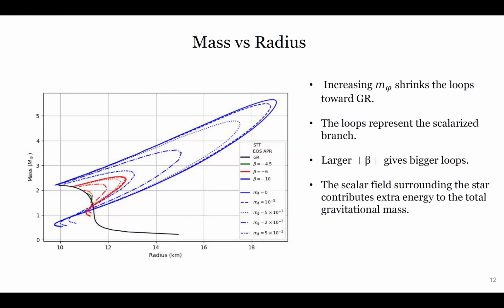Coming to the main results. The first one is the mass versus radius. As we know, the black one is GR, and we can see a significant rise in the mass and radius. This is one of the main results of the spontaneous scalarization that is happening. It is more significant at higher values of beta, which is the free parameter, and as the scalar mass increases, it eventually comes back to GR. Every point on this is basically a stellar configuration for a stable neutron star.